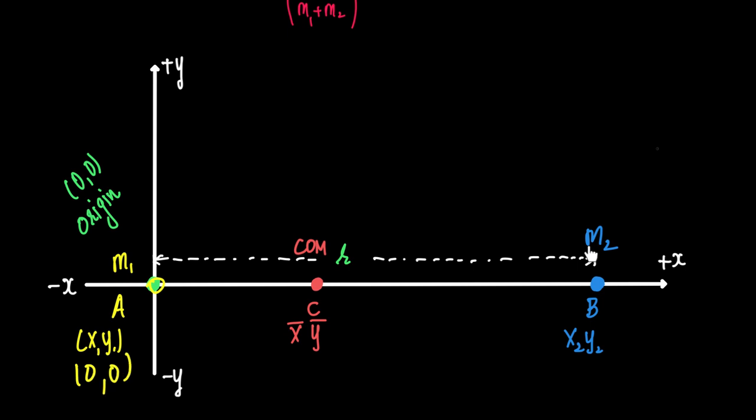Since m2's coordinates are x2 and y2, m2 being r distance away from m1, b being r distance away from a, the coordinate x2 should be equal to r. And since b is placed right on the x-axis, the y coordinate here should be equal to 0. Therefore, y2 is equal to 0.